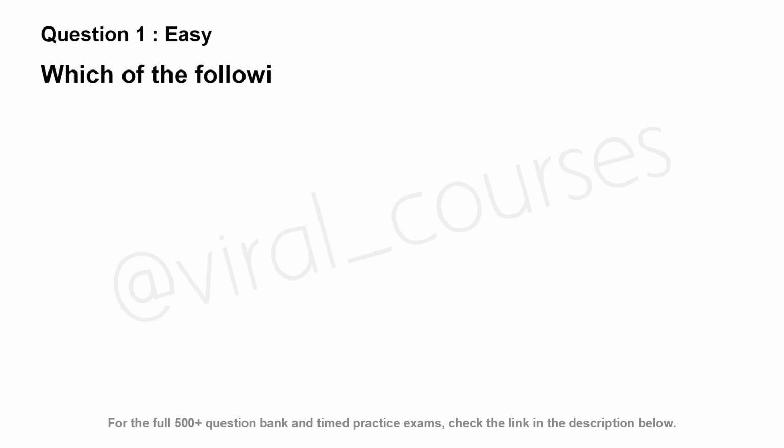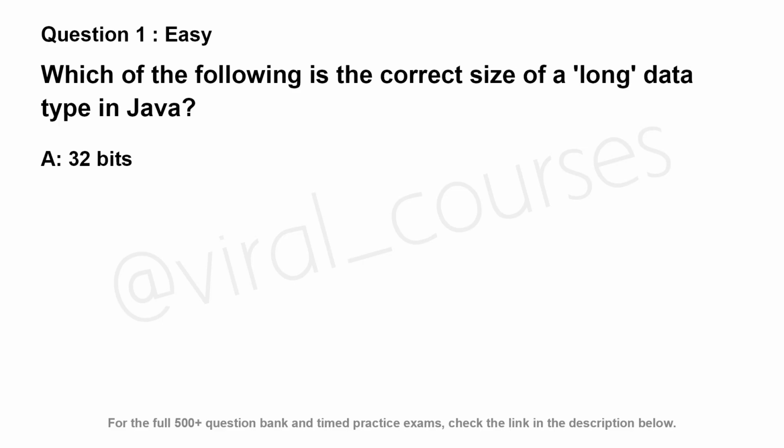Which of the following is the correct size of a long data type in Java? Option A, 32 bits. Option B, 64 bits. Option C, 16 bits. Option D, 128 bits.